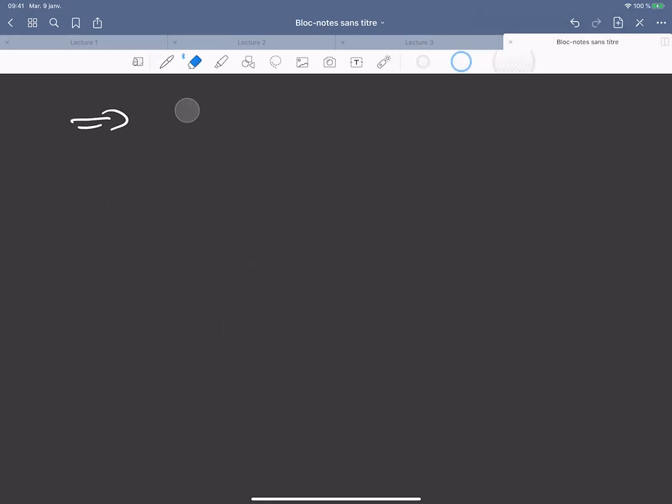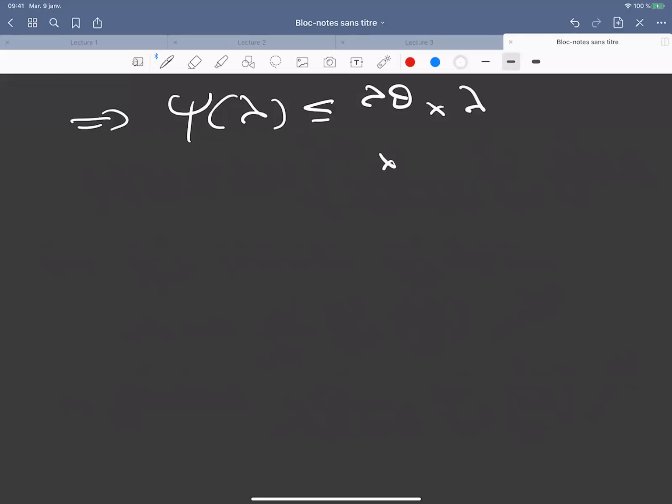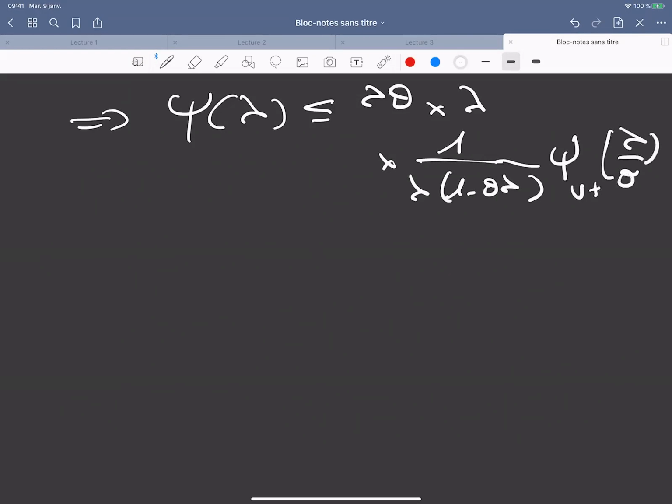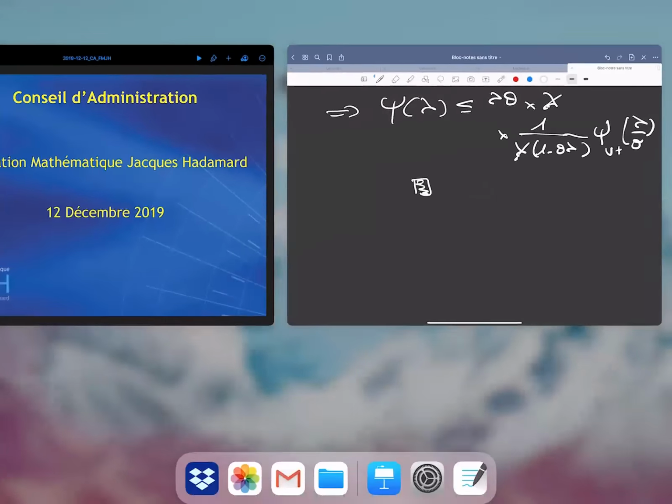So now psi of lambda is less than lambda theta times lambda, which is the length of the interval of integration, times the value of the function at point lambda, that is 1 over lambda, 1 minus theta lambda, psi v plus at point lambda over theta. And this is the conclusion, because you have this which cancels with that, and you get exactly the announced result. So the proof is over.